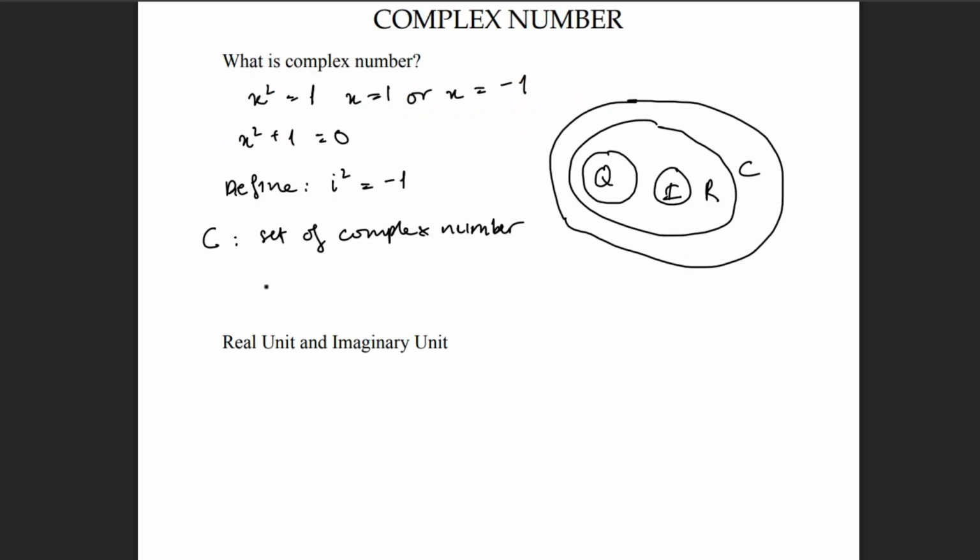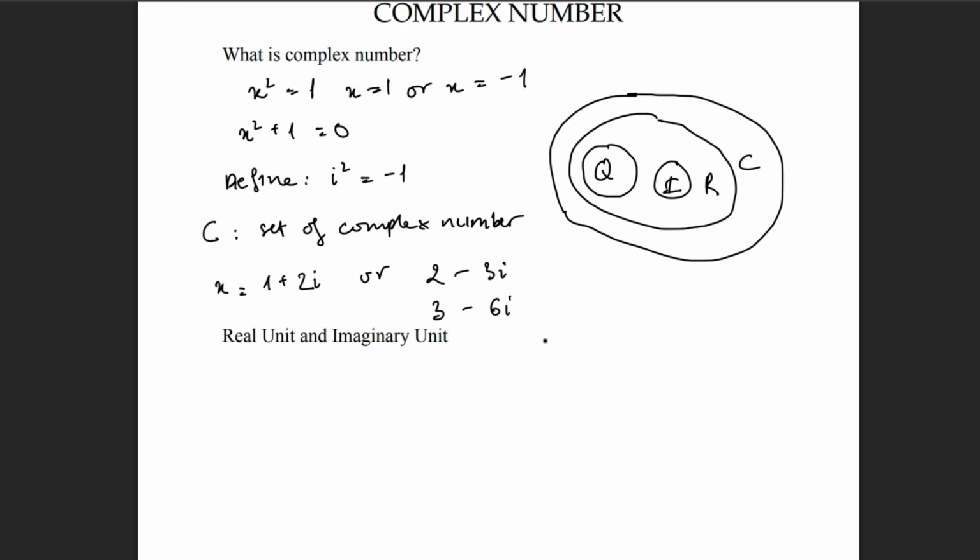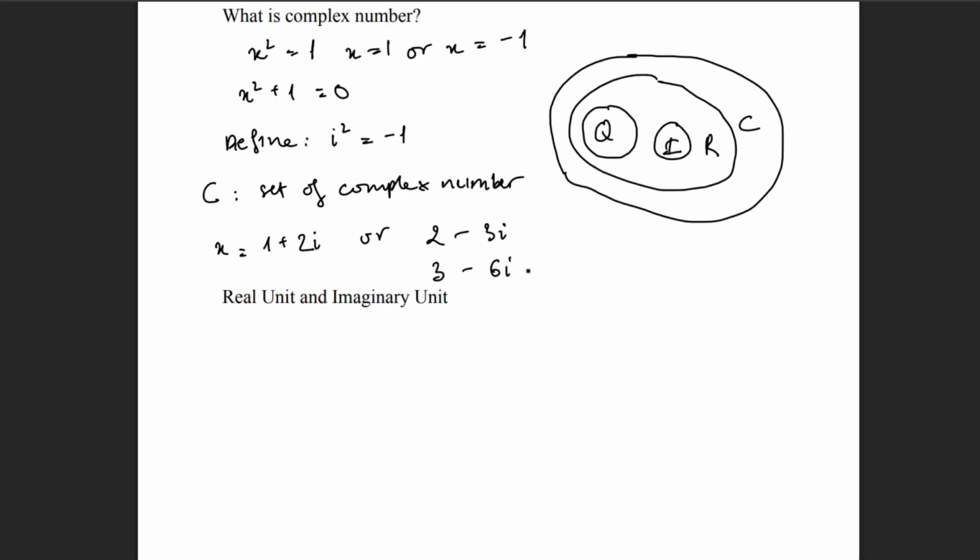So for the complex number, for example, x equal to 1 plus 2i, or for example 2 minus 3i, or 3 minus 6i, something like this. So it's called a complex number.